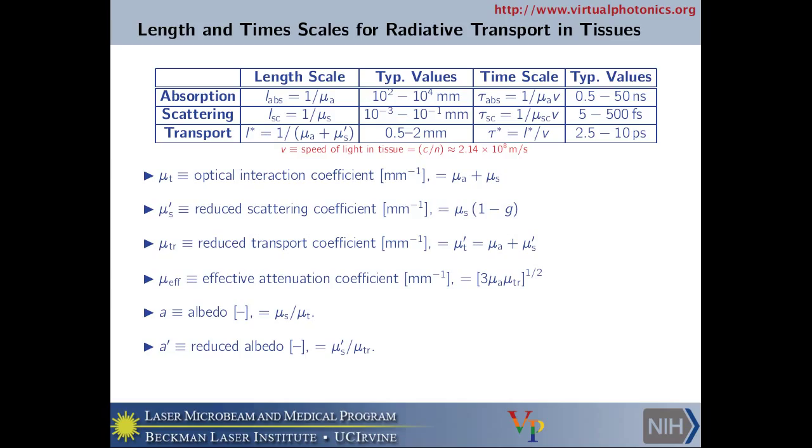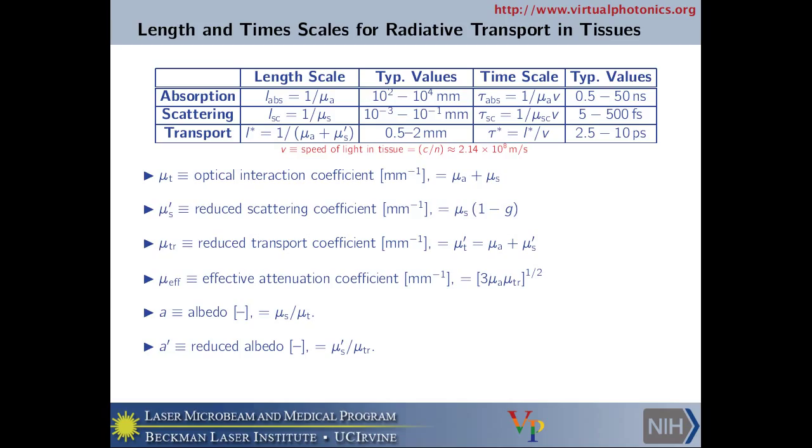And this is all very important for time-resolved reflectance imaging, as well as for temporal frequency domain imaging. And intrinsic sources of contrast due to absorption and scattering, both in the time domain and the temporal frequency domain, are linked to these absorption, scattering, and transport relaxation times. Okay? And so these are various metrics that are important.